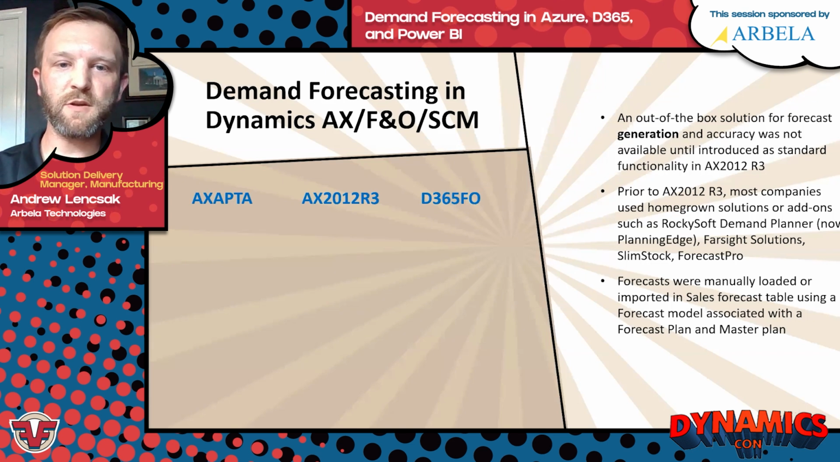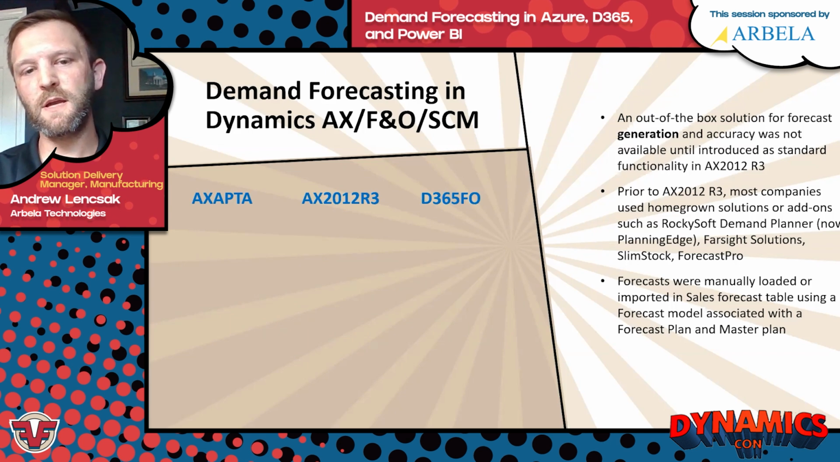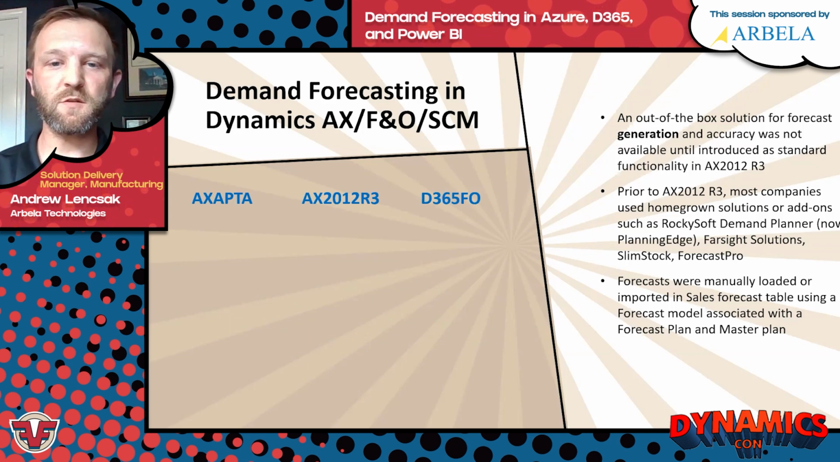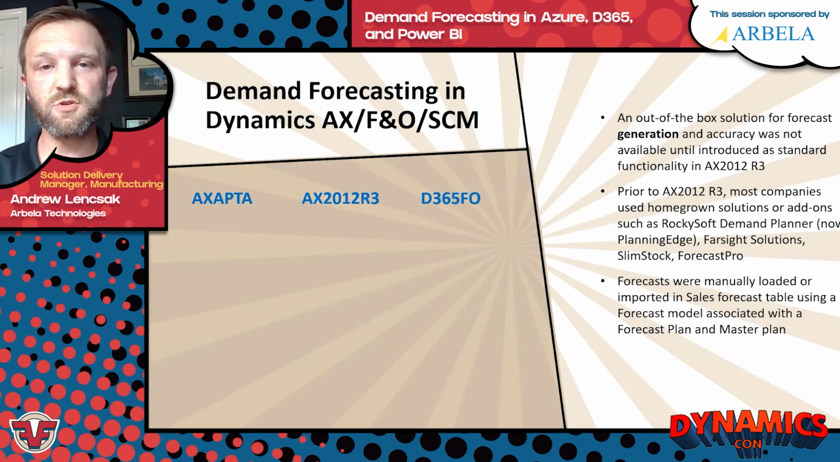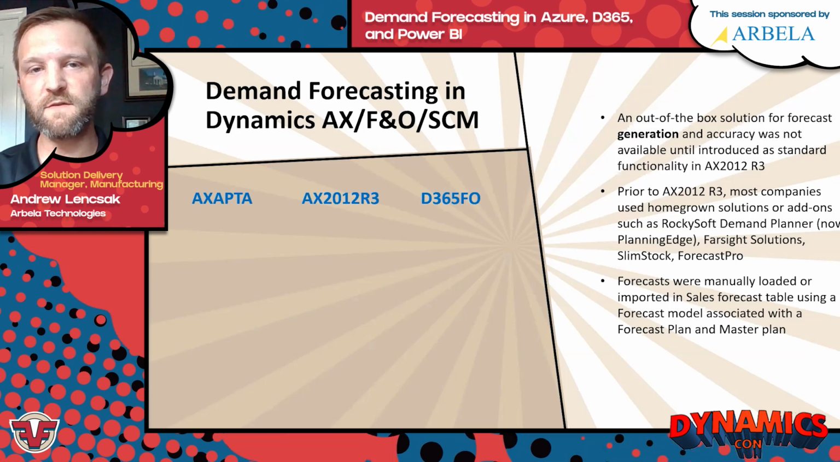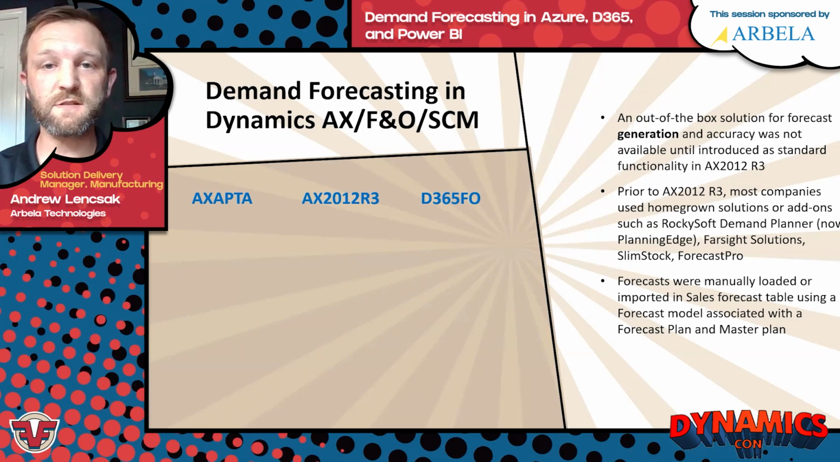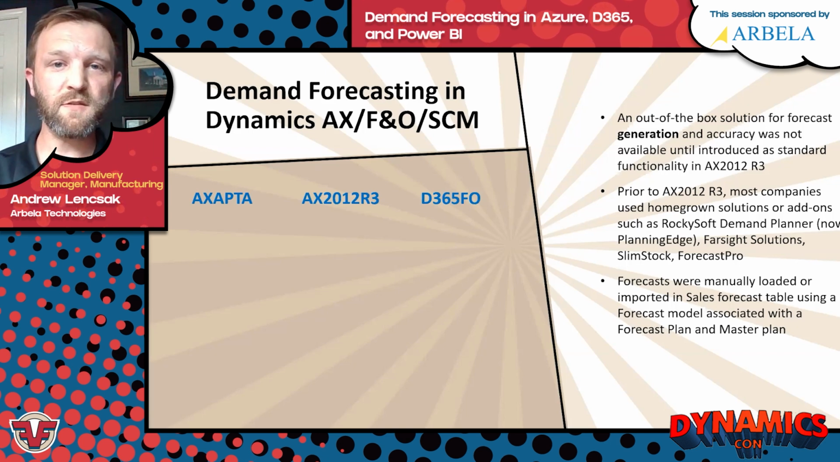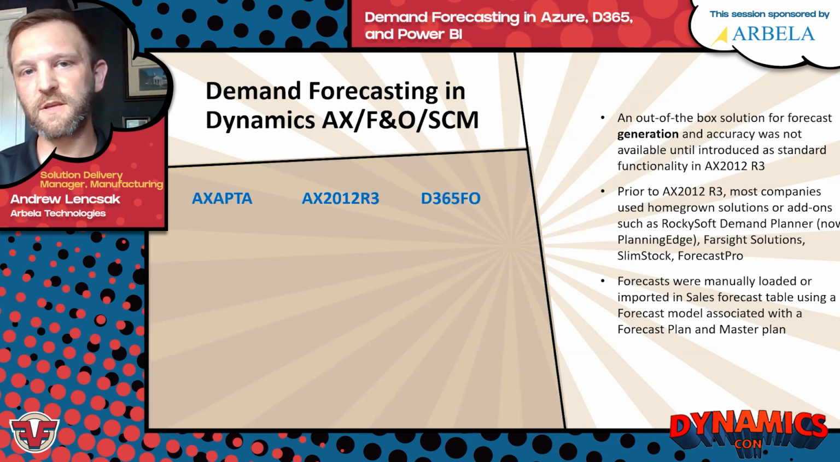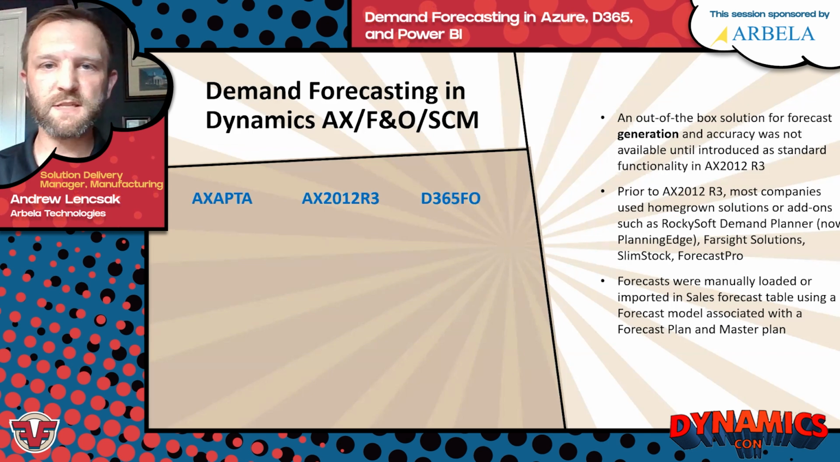Prior to that, you had the ability to generate forecasts outside of the system through whatever tools were available to you. Maybe that was an ISV. There's lots of solutions out there like RockySoft Demand Planner, which is now Planning Edge, Farsight Solutions, which is an ISV that offers a product even for Dynamics 365 and sits on top of the standard functionality, SlimStock, Forecast Pro, and many others that are just demand forecasting tools that weren't necessarily built for Dynamics, but can be used to do demand forecasting.